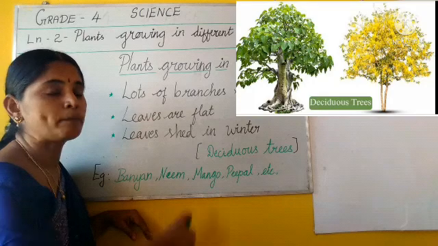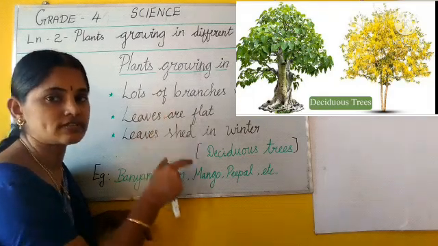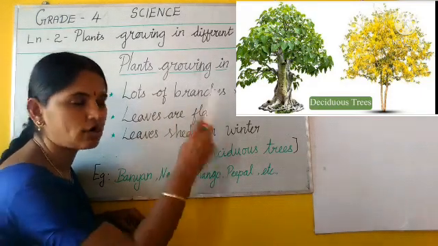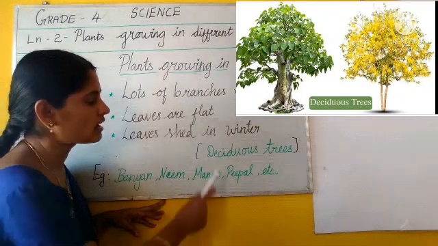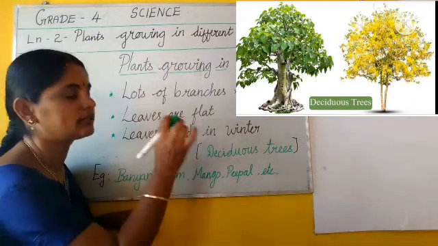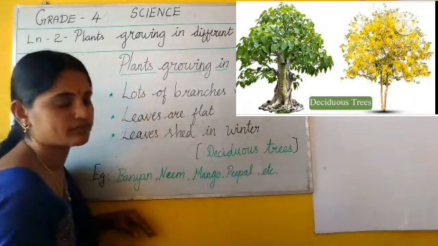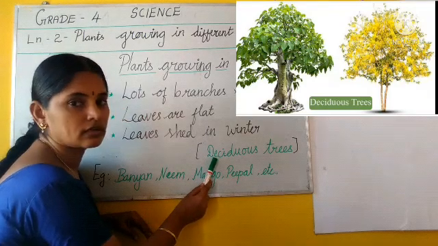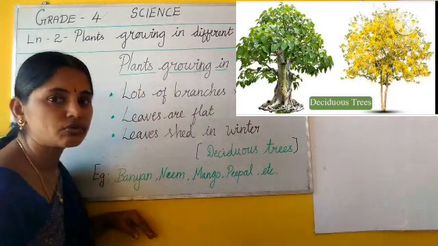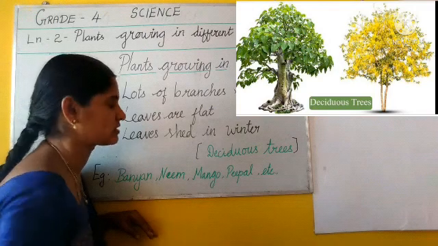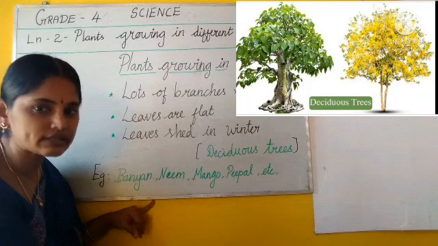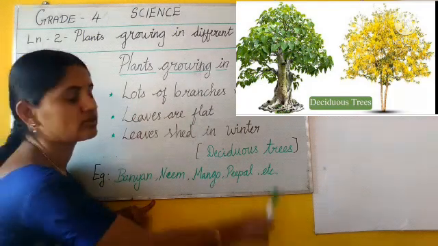Clear, children? Because those trees shed their leaves during winter season, because of that particular feature, we call such kind of trees deciduous trees. D-E-C-I-D-U-O-U-S. Deciduous trees. Okay. Why are they called deciduous trees? Because they shed their leaves during winter season. That's why they are called deciduous trees.